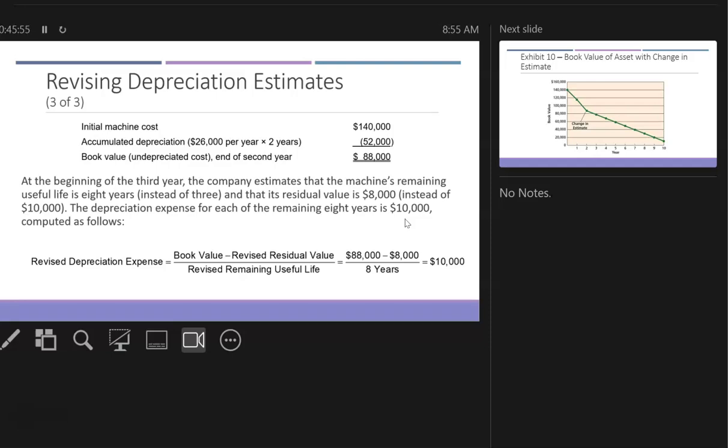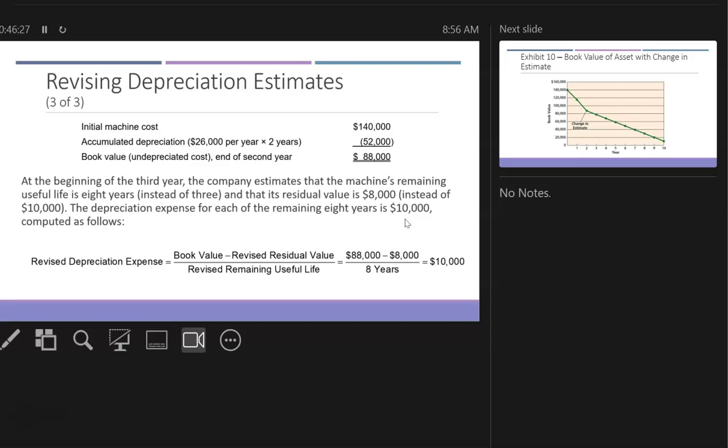At the beginning of the third year, the company says, originally we thought this equipment was going to be useful over 5 years. Now we're saying the remaining useful life is now 8. Instead of 3 years left, it's now 8 years left. And we think that residual value, instead of $10,000, is now going to be $8,000.